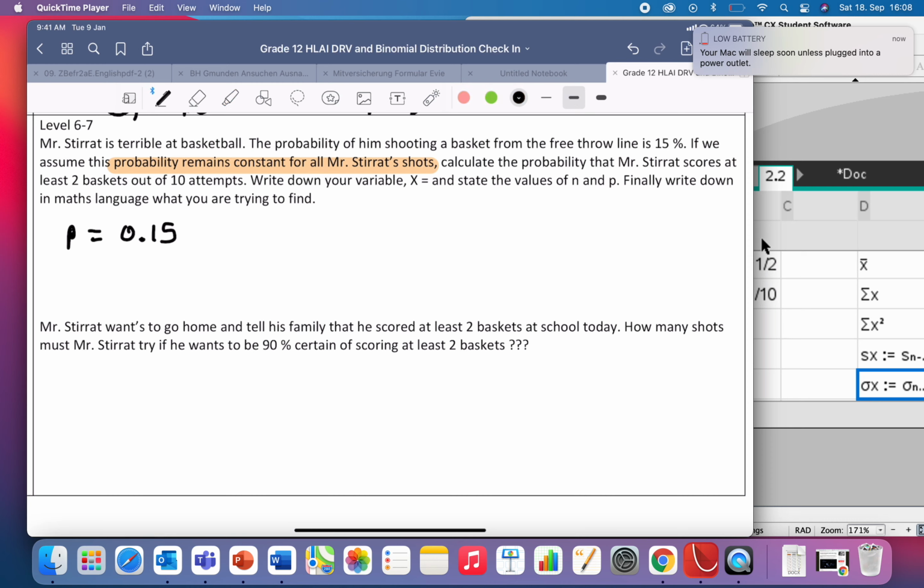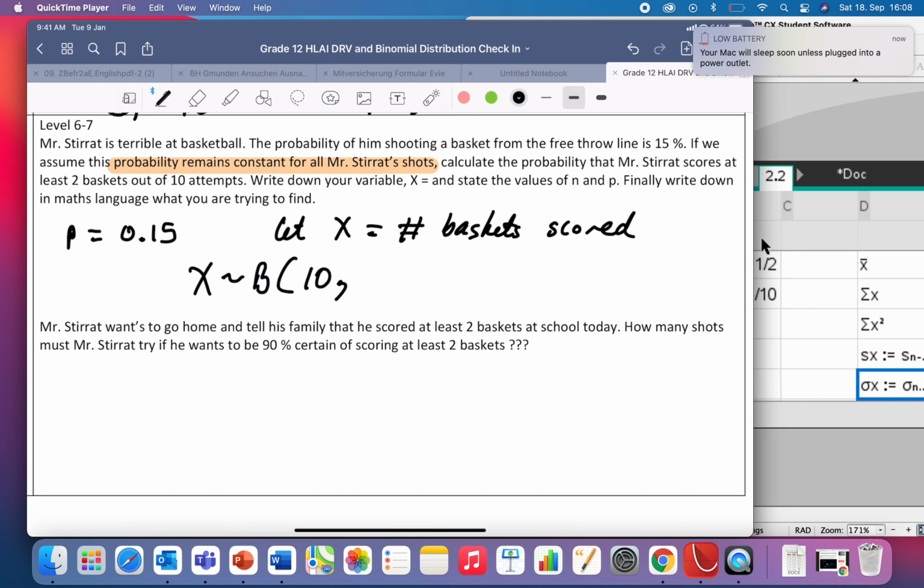Calculate the probability Mr. Sturrock scores at least 2 baskets out of 10 attempts. Okay, so let's go and write down a model. We have let x equal the number of baskets scored. And then we write down our model. X will follow a binomial distribution. There are 10 attempts or 10 trials. The success for any one trial is 0.15 and it remains constant.